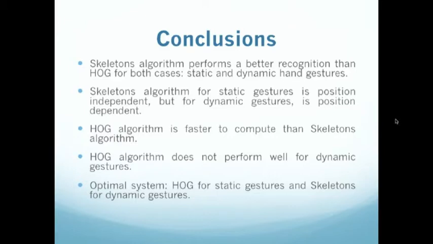And finally, the optimal system that we would implement, or that we would try to make a prototype of, would be a system that uses histogram of oriented gradients for static gestures and skeletons for dynamic gestures. In this way, we could take the best from both algorithms in terms of the classification of the hand gestures.